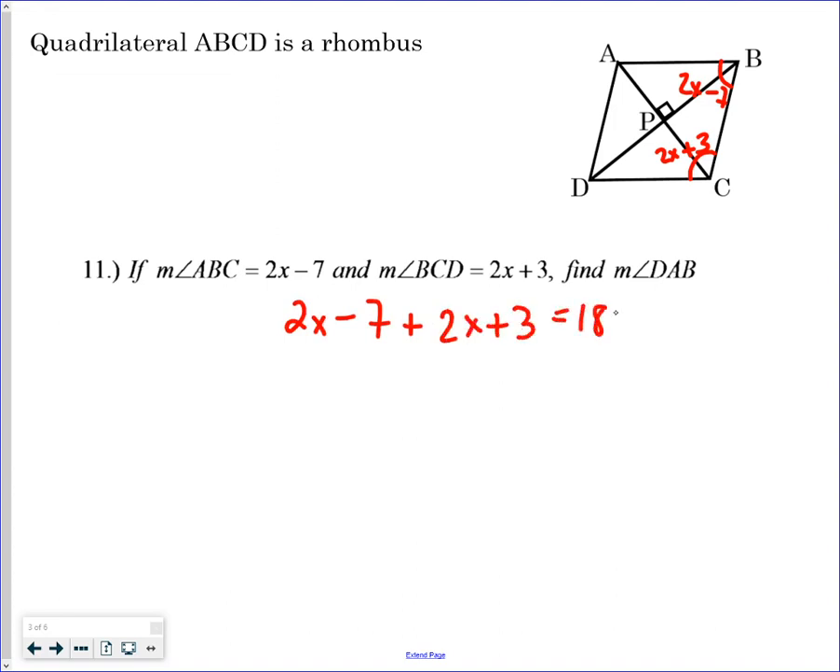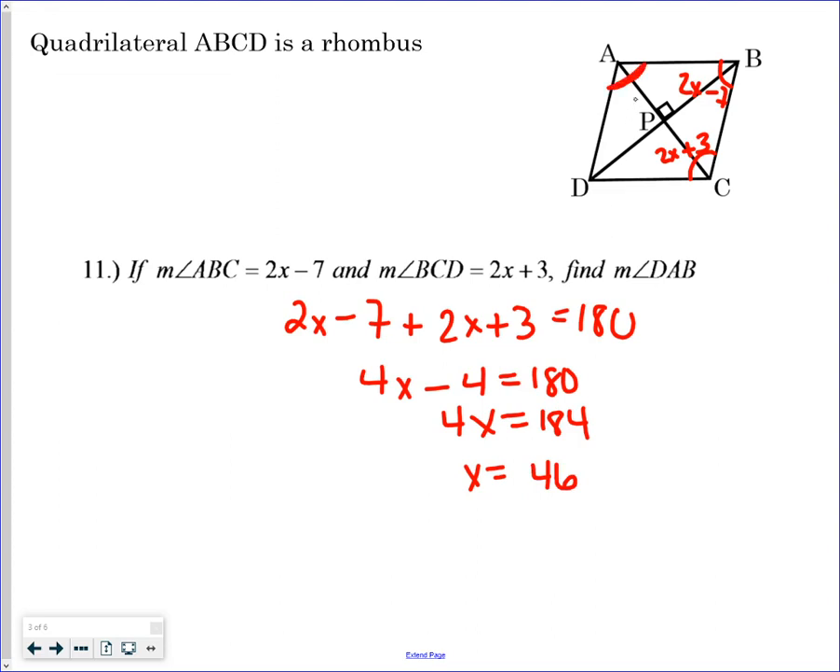So you put them, okay. You'd say 2x minus 7 plus 2x plus 3 equals 180. Is that okay? Okay. So I get 4x minus 4 equals 180. And then what? Add your 4. So 4x equals 184. Divide by 4. You get 46. 46 for x. Is that what they wanted? No. They wanted measure of angle DAB.